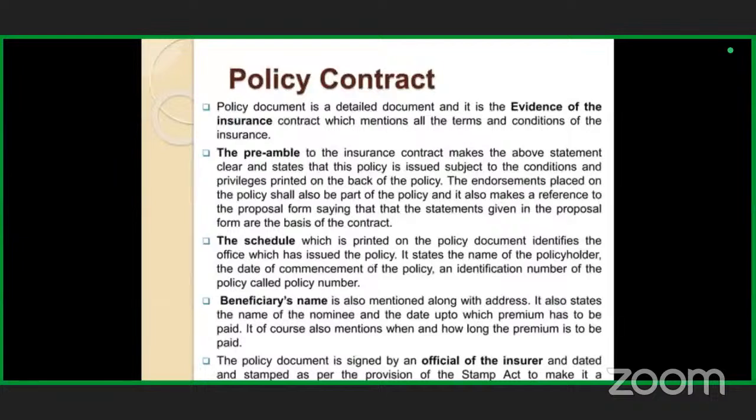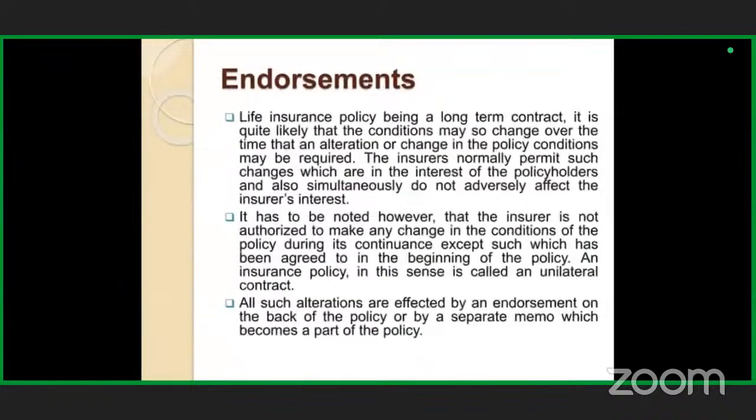Okay. Then the policy document is signed by the official of the insurer and dated and stamped as per the provisions of the Stamps Act. Okay. So this relates to the policy contract. Then coming to the endorsements. The life insurance policy being a long-term contract, more than 5 years, more than 10 years, more than 20 years, also based on the age, it is quite likely that the conditions may change over time.